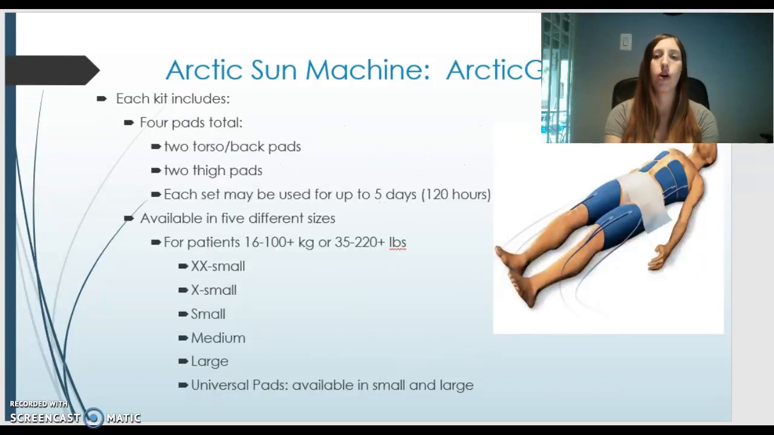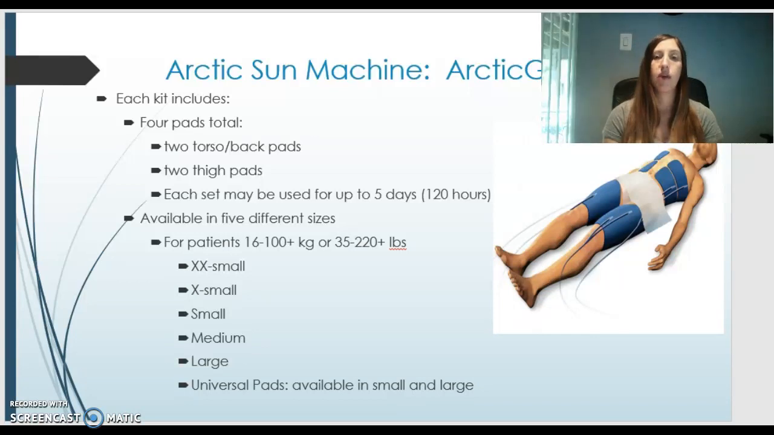This is going over the Arctic gel pads that are used for the Arctic Sun machine, and there's a picture and it just shows you the 4 pads. So the 2 top pads are the 2 torso or back pads, and then 2 thigh pads. That's 1 kit, and each set may be used up to 5 days, 120 hours. So you want to leave on the set. They're very expensive and you don't want to be changing them out every day. Definitely use them for the duration as long as they're not punctured or anything.